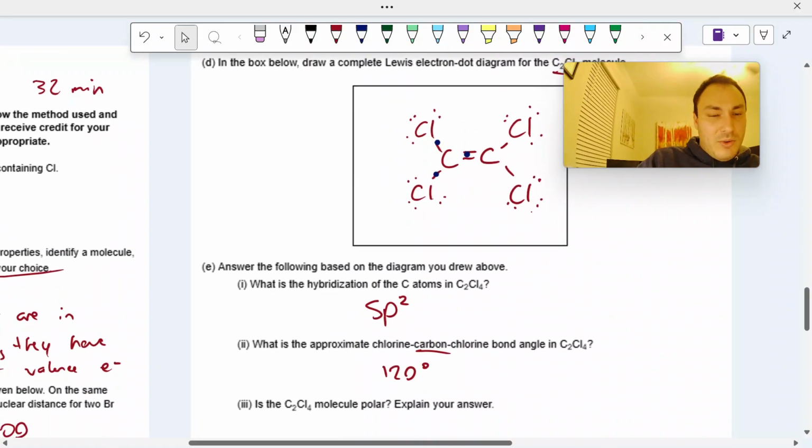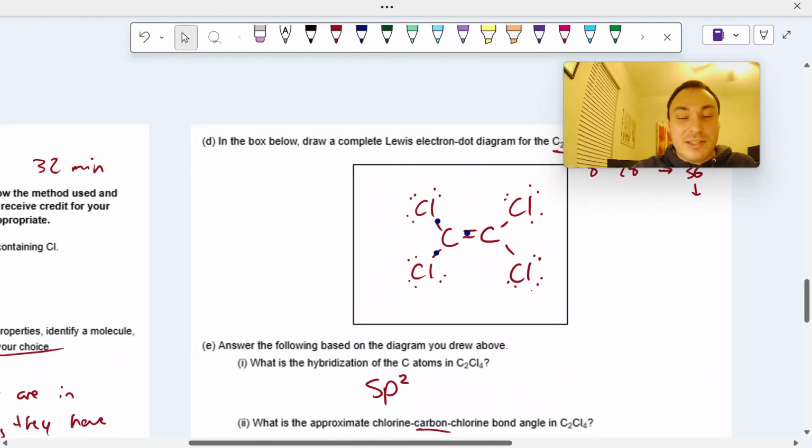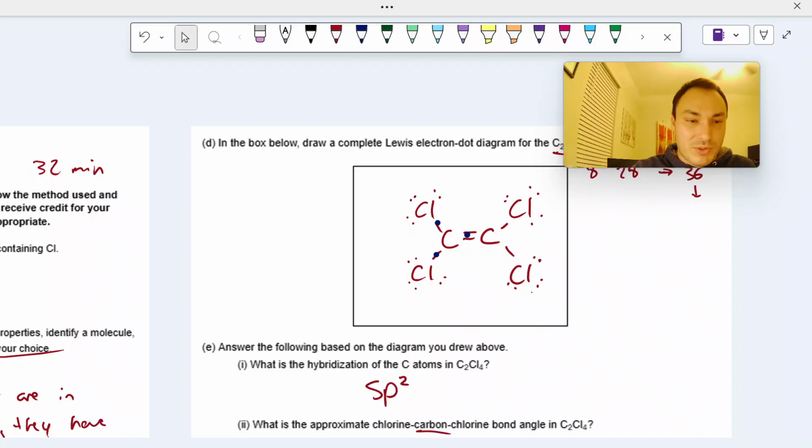This molecule looks pretty non-polar to me, so I'm going to put no. Polarity can come from either asymmetry in shape or asymmetry in distribution of atoms. There is no asymmetry of shape. Both sides are balanced. This molecule looks pretty symmetrical.